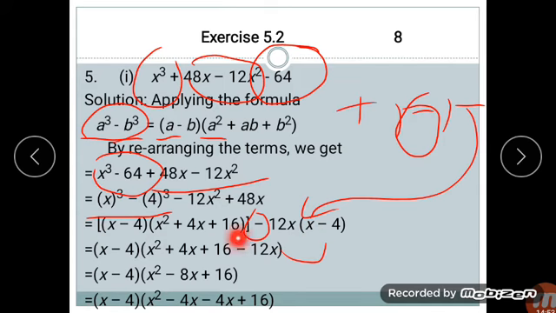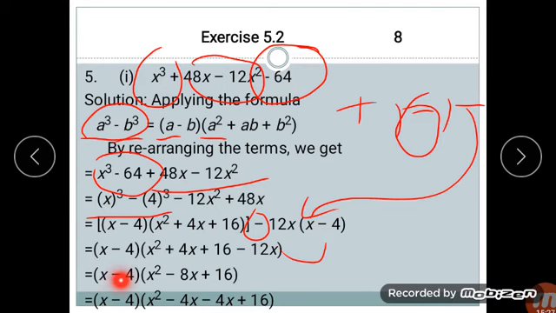So let's see what is common in this term and in this term. We can see that x minus 4 is here and x minus 4 also exists in this term. So x minus 4 can be taken common. What is left? What are the non-common factors now? x square plus 4x plus 16 is the non-common factor, minus is the non-common factor, and 12x is the non-common factor, whereas x minus 4 is written just one time, as we write the common factor one time here.